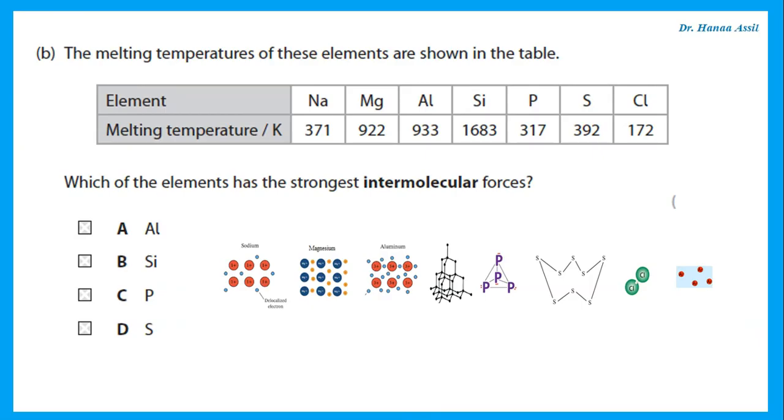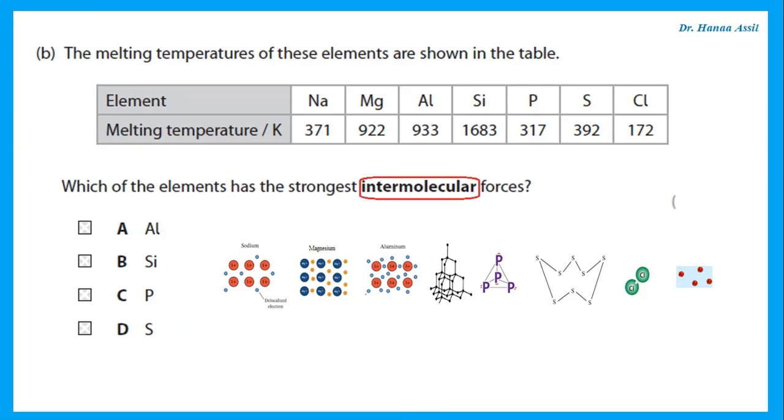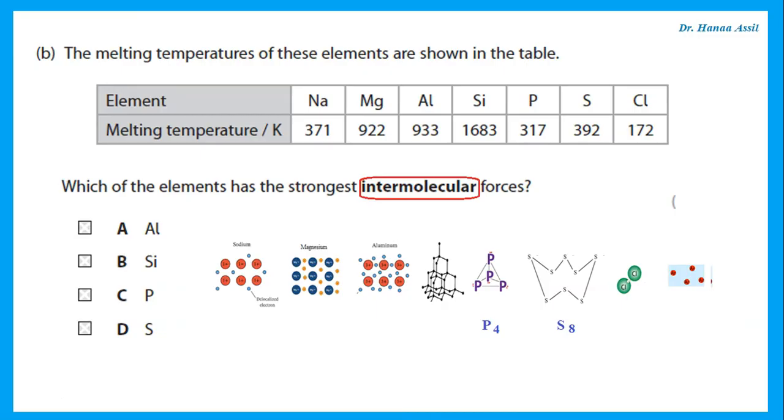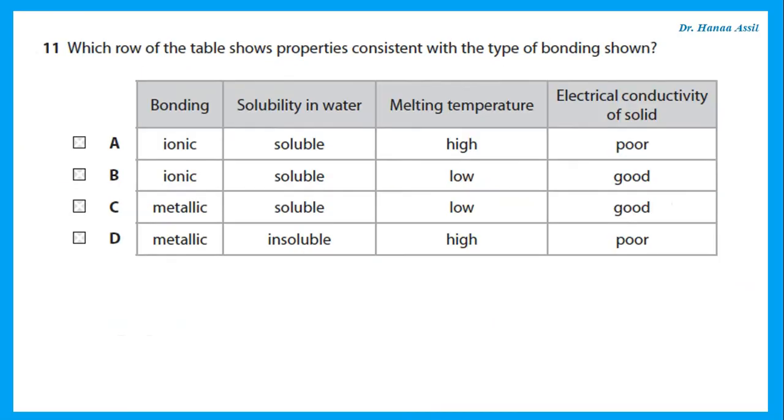Now, the non-metals, phosphorus, sulfur, chlorine, are the ones that have intermolecular forces, because they have molecular structures. Now, which one would have the strongest? The bigger molecule. So, of course, you should remember that phosphorus is actually a molecule made up of 4 atoms. Sulfur is a molecule made up of 8 atoms. So that is the one that would be bigger, more electrons, so stronger intermolecular forces.